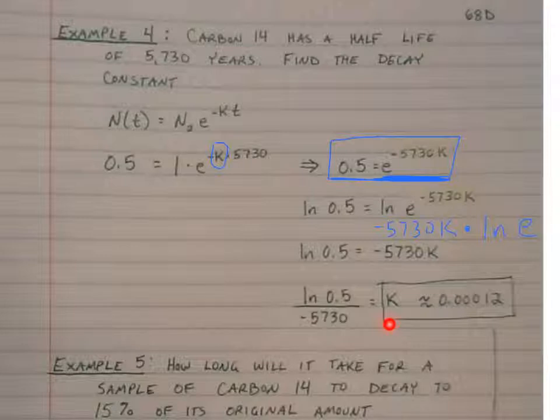So on the skill test, one particular skill you might be tested on is finding the decay constant. And things that might change is how many years or how long it takes for half-life to occur.